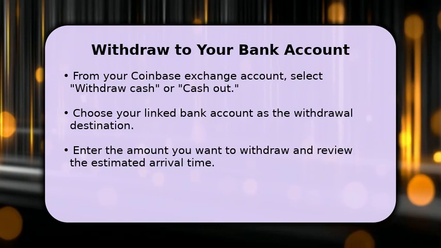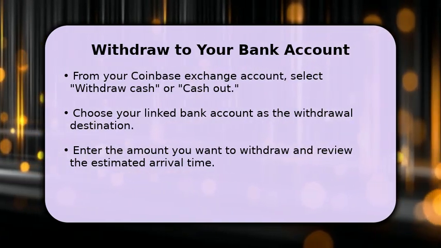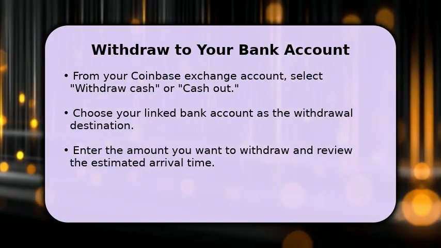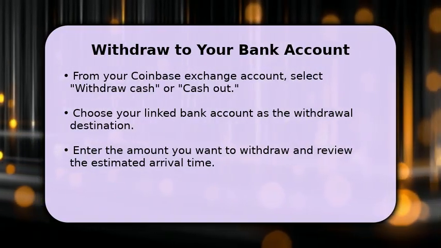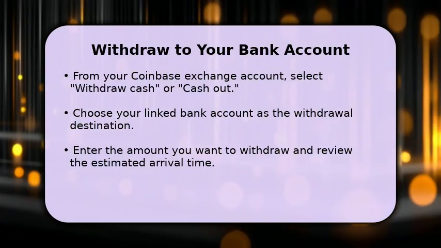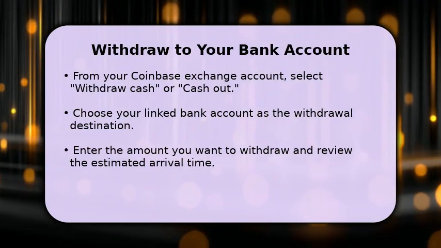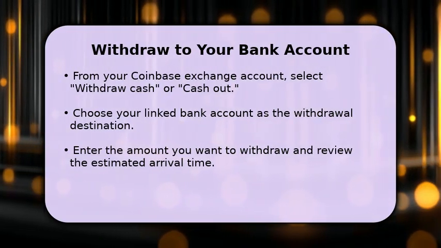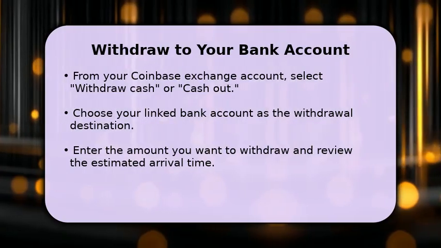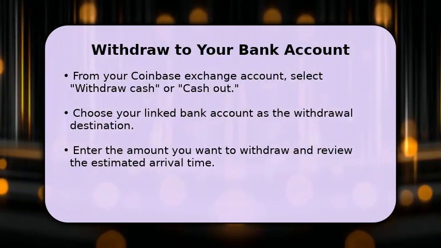For the final step, from your Coinbase exchange account, select the Withdraw Cash or Cash Out option. You will then choose your pre-linked bank account as the destination for your funds. Enter the exact amount you wish to withdraw. Review the transaction details, including any potential fees and the estimated arrival time, which is typically between 1 and 5 business days for standard transfers. Confirm the withdrawal, and your money will be on its way to your bank account.